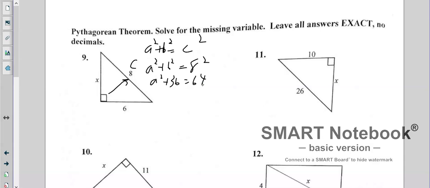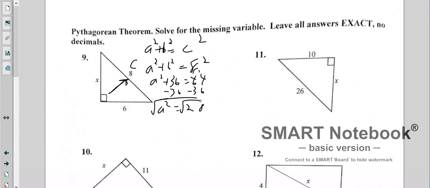Next mistake is some people are adding 36 and 64 and getting 100, which is nice because then you get 10. But let's say you did that. Let's think about that. Let's say you added 36 to 64, you got 100, and you square root and you got 10. Does this make sense? The hypotenuse is the longest side. There's no way the answer for one of the legs can be 10 if the hypotenuse is 8. So that should tell you you made a mistake right off the bat. So we need to subtract 36, which gives me a squared equals 28.